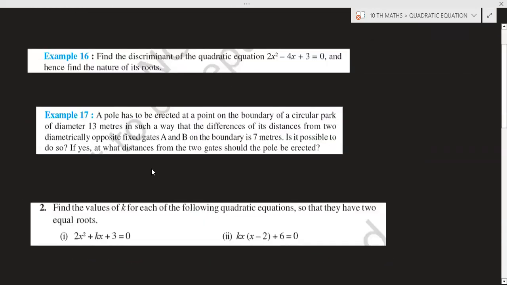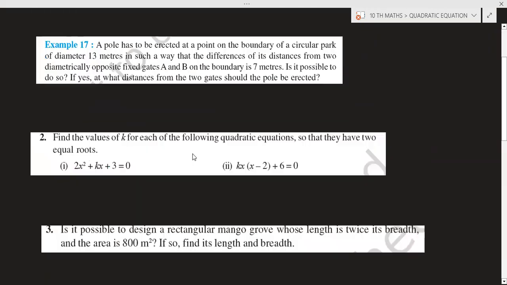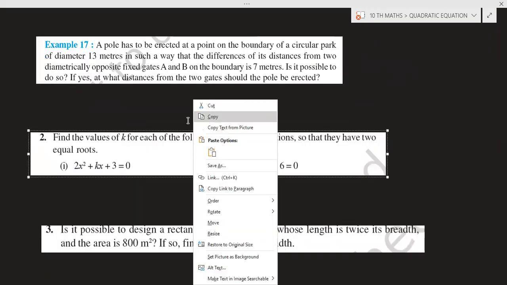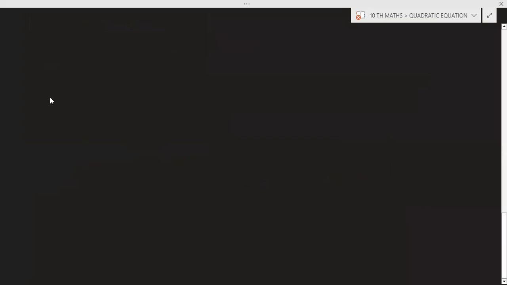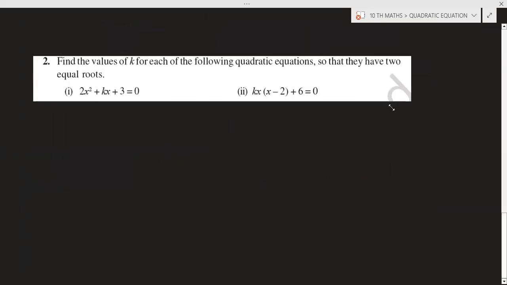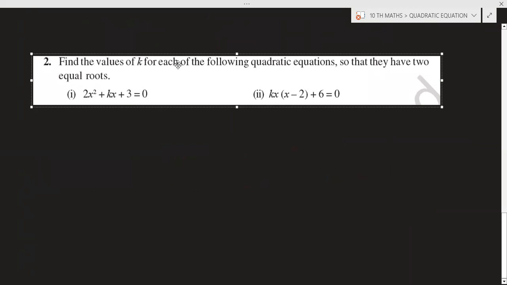Okay. Another question. Find the value of k for each of the following quadratic equations so that they have two equal roots. I am solving question number 2.